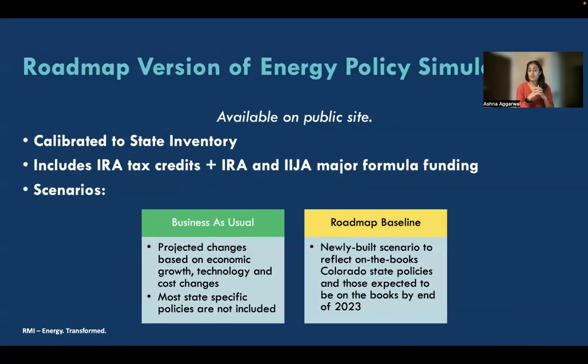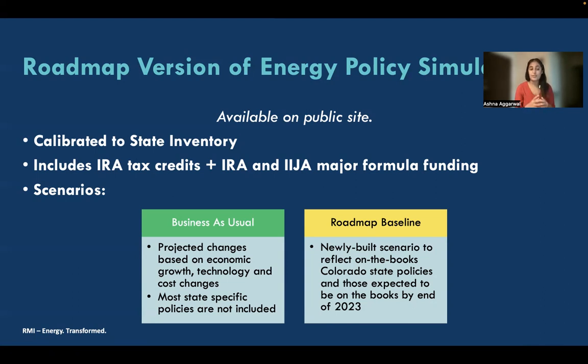So the roadmap version of the Energy Policy Simulator has been customized for the roadmap process. It is now available on the public site. There are a few things that make this model different from the other state models. First, it's calibrated to the state's emissions inventory, so our emissions actually match the state's emissions inventory in 2020. It also includes Inflation Reduction Act tax credits, as well as major formula funded provisions from the Inflation Reduction Act and the Infrastructure Investment and Jobs Act.